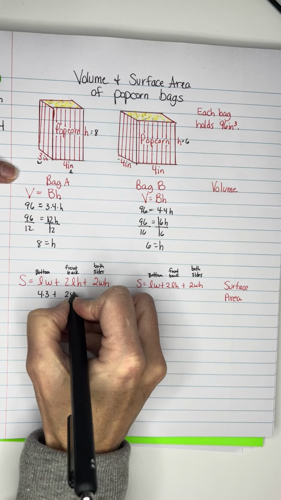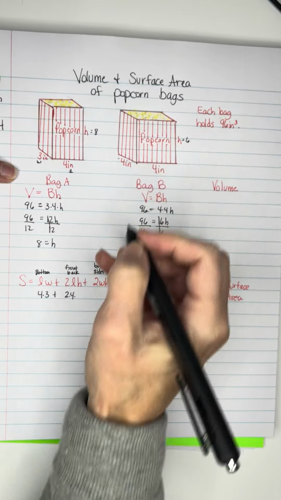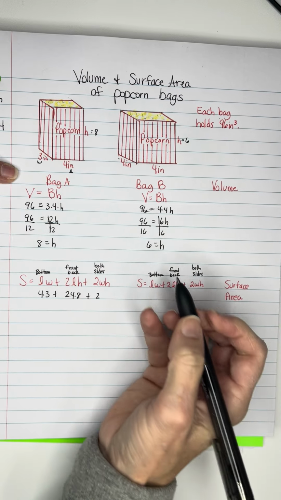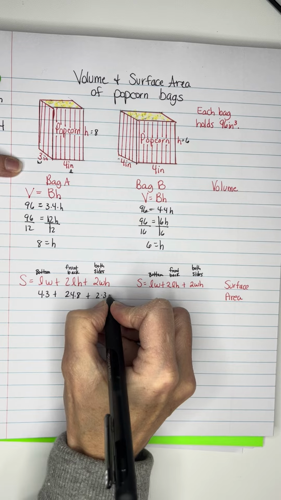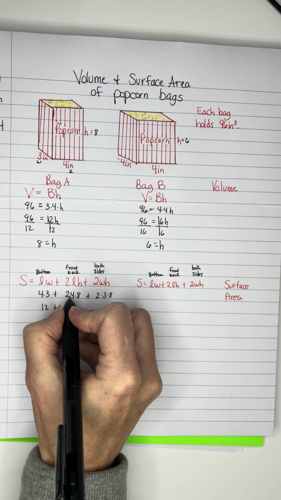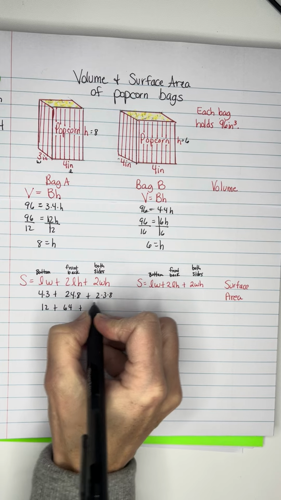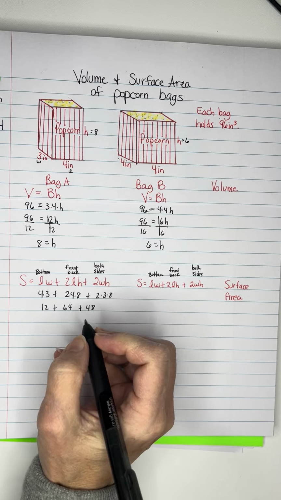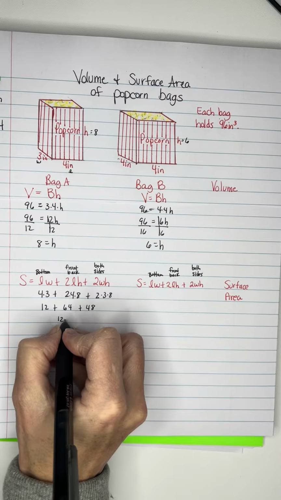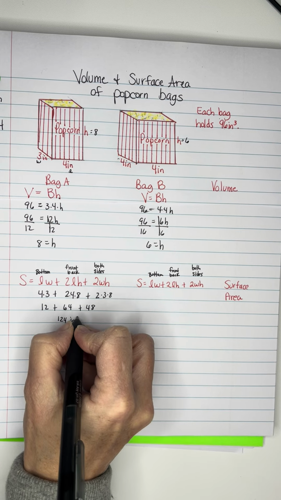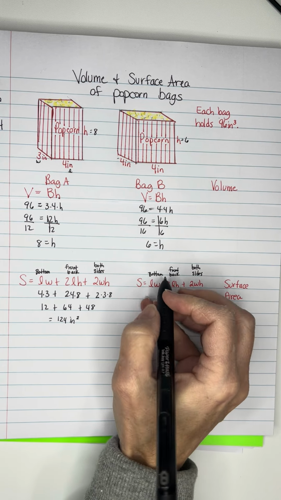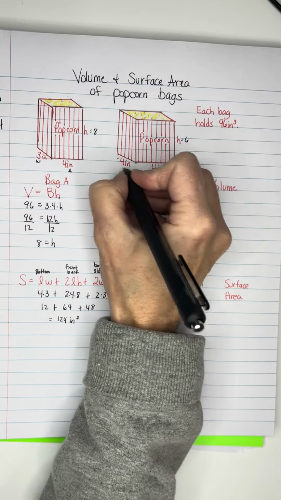The length is 4, and the height is 8. So that's 2 times 4 times 8, plus 2 for both sides, the left side and the right side. The width is 3, and the height is 8. So we have 12 plus 8 times 8 is 64, plus 6 times 8 is 48. If we add 12, 64, and 48 together, that'd be 124 inches squared.